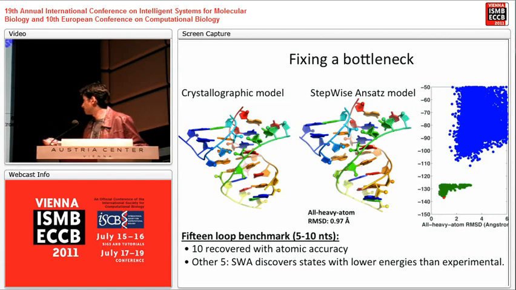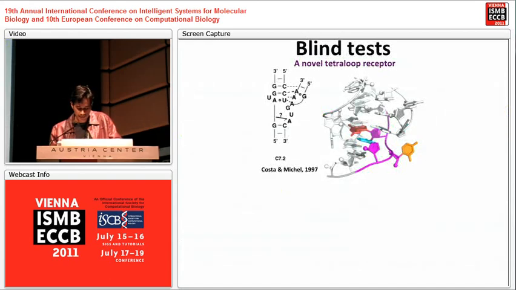I showed you before that FARFAR had a problem where it couldn't even reach as low energies as the crystallographic states. But the stepwise ansatz digs so deep, it discovers states that are lower in energy than the experimental conformation. It is exposing idiosyncrasies in our energy function, which I'll return to later at the end of the presentation. 10 out of 15 isn't that bad, and it's given us the courage to seek out blind trials, rigorous tests of these ideas. This is the first one.